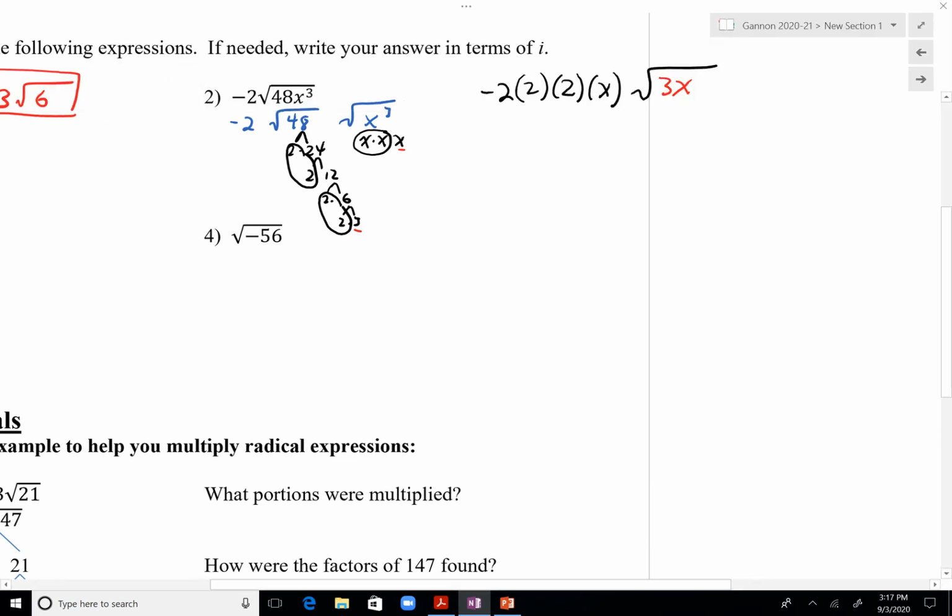And then at that point, I'm going to just simplify. -2 times 2 is -4. -4 times 2 is -8. -8 times x is simply -8x, square root of 3x. So now none of the terms under the square root are perfect squares.